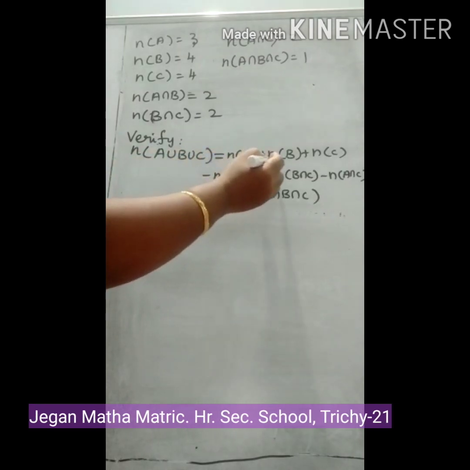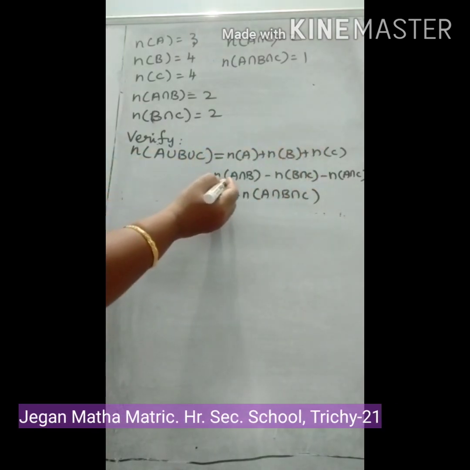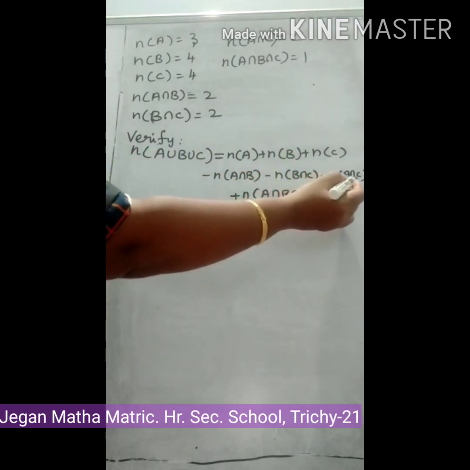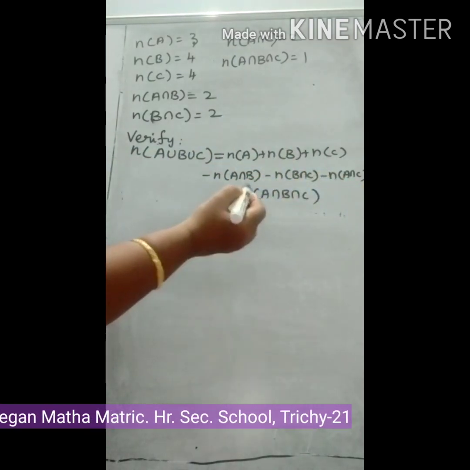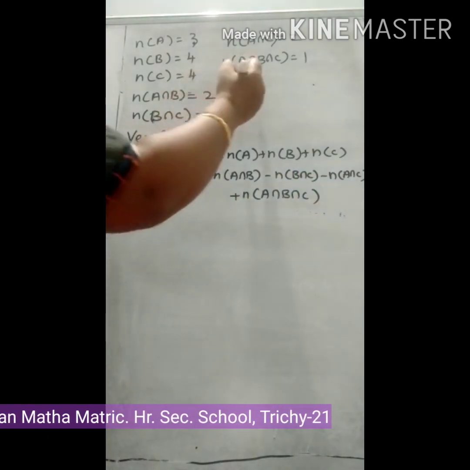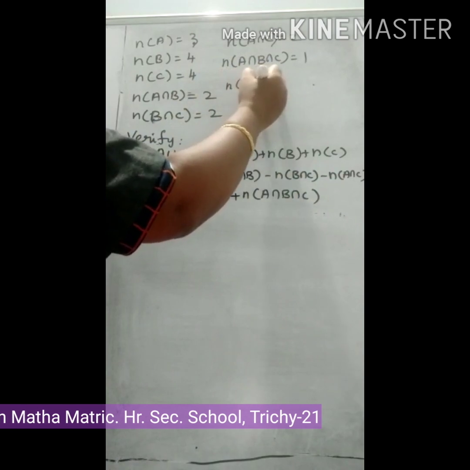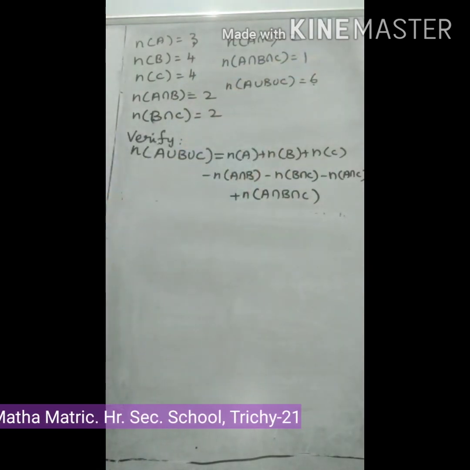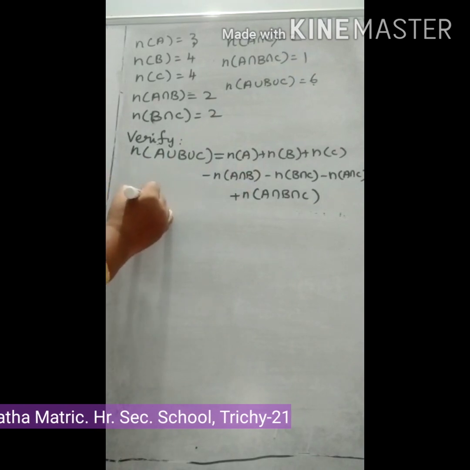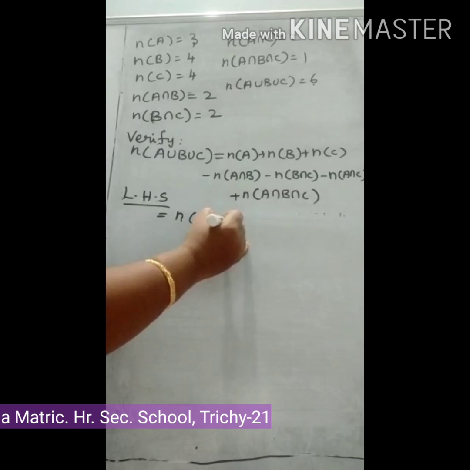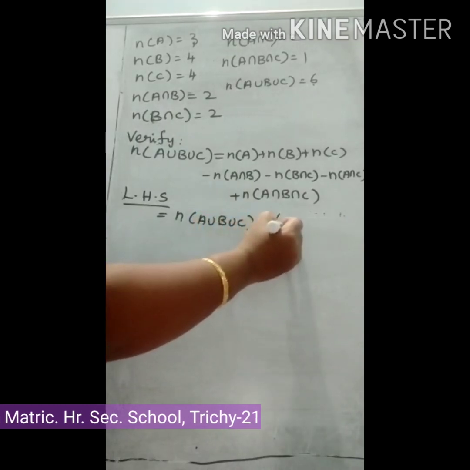n(A ∪ B ∪ C) = n(A) + n(B) + n(C) − n(A ∩ B) − n(B ∩ C) − n(A ∩ C) + n(A ∩ B ∩ C). Already we found n(A ∪ B ∪ C) = 6. So what is LHS? LHS = n(A ∪ B ∪ C) = 6.